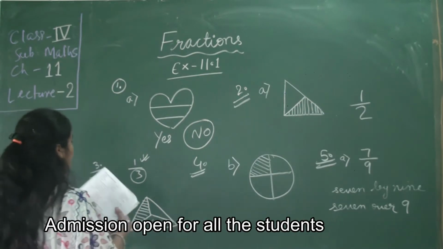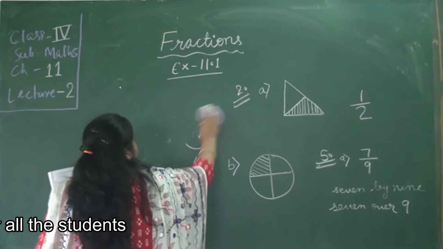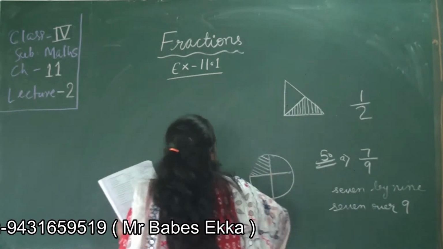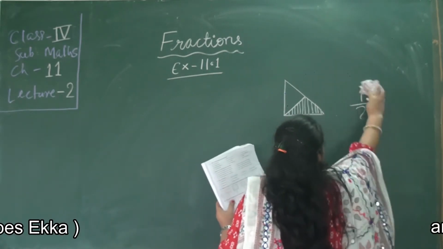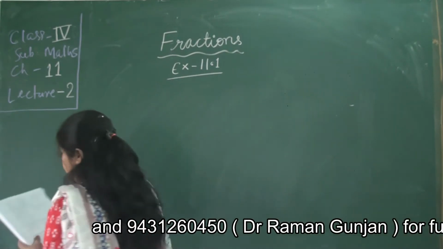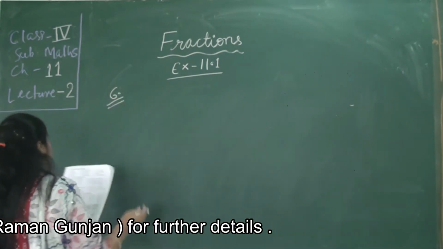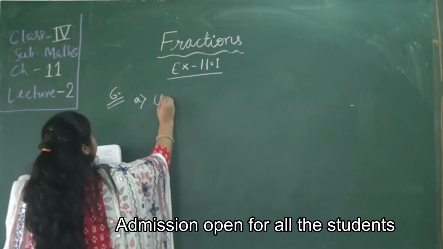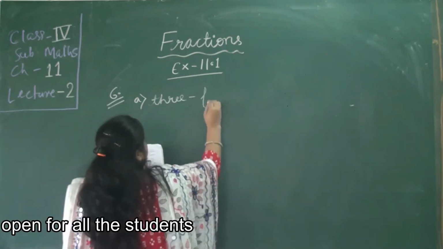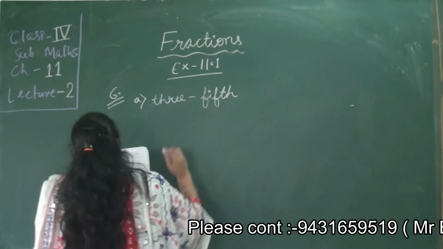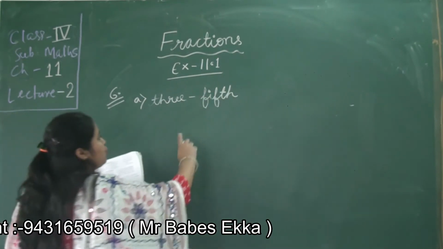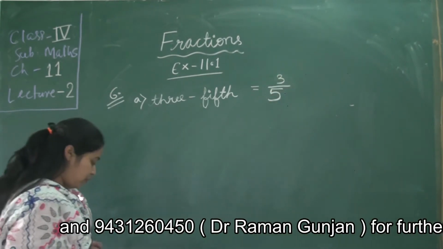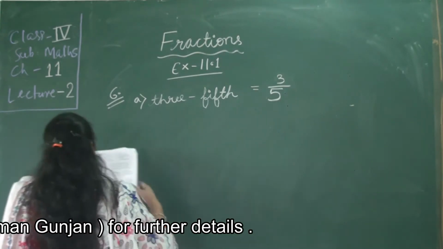Now we will move to question number 6. Your question is to write the fraction in your notebook. It is given in words, like in question number 6a, it is written 3/5. You have to write this fraction in your notebook. So 3/5 is equal to 3 by 5. In this way you will write your fraction.